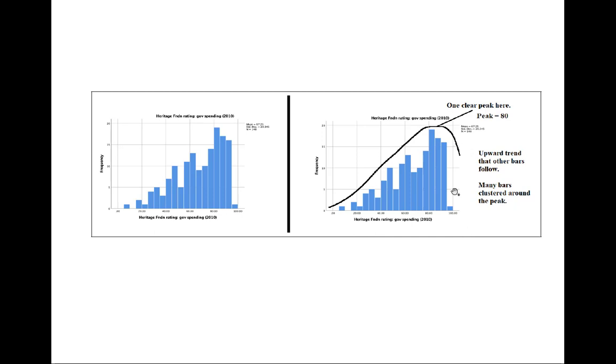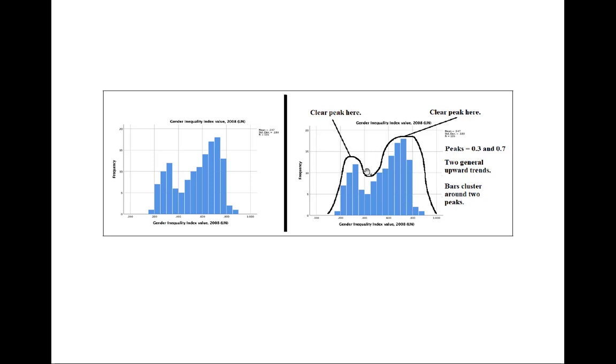With this graph here, the upward trend to the one peak looked like stairs. There is no other distinctive peak in the graph. But with this graph here, the two upward trends looked very different. They're very distinctive, with bars clustered around both.